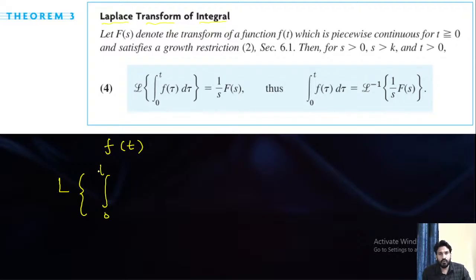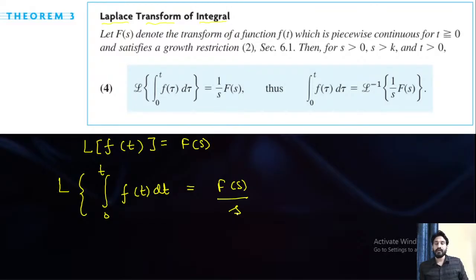integration 0 to t of f of t dt is equal to Laplace of f of t, which is f of s, divided by s. F of s divided by s. Okay, just forget about the derivation, because when we discuss the Laplace inverse, then we will cover this, right? So just remember this formula. Okay.